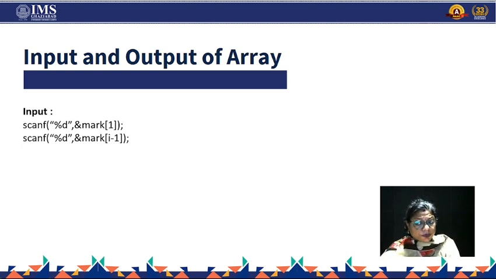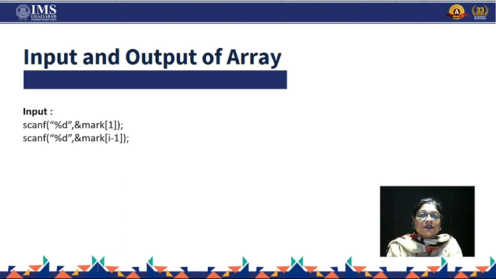If it is of float type of value, %f. And if it is of a character type of value, %c. Then ampersand, that means reference, and the array name and the index number. Over here, we are going to input the value of the second element, and in the second case we are going to input the value of the ith.